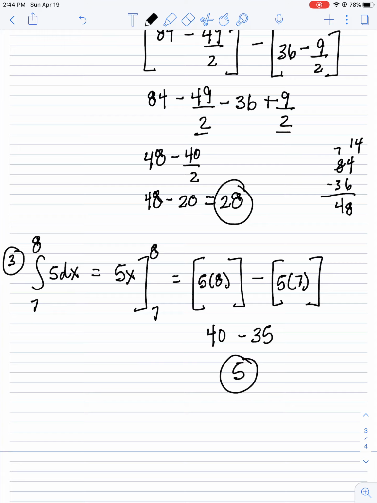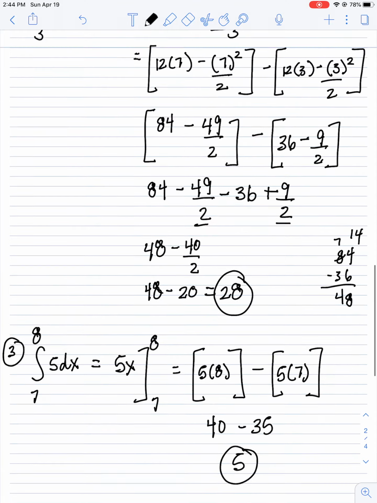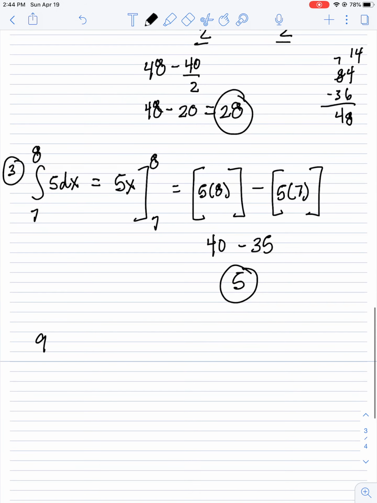And so the area to the first problem, again, was 9, I think. Let me roll back up. Yep, 9. Plus the second area was 28. Plus the third area was 5. And if you add all that up, guys, 5 plus 28 is 33. And 33 plus 9 is 42. So your entire area is 42.